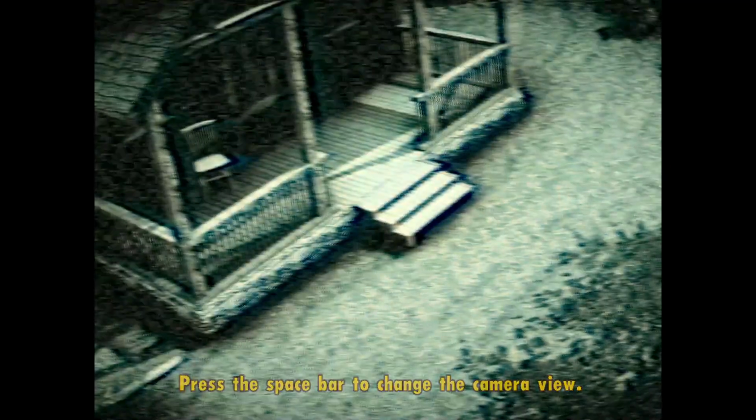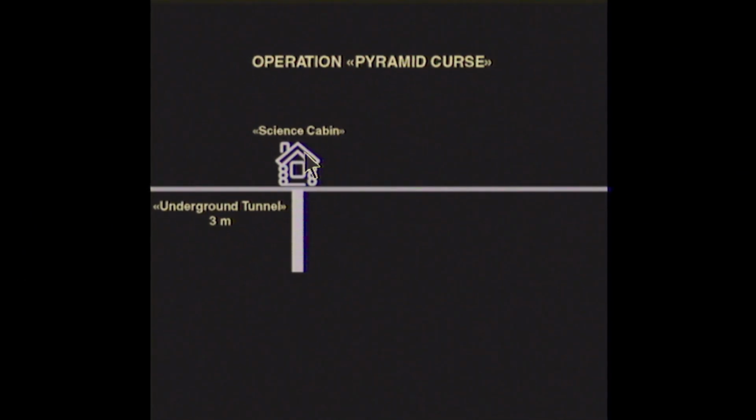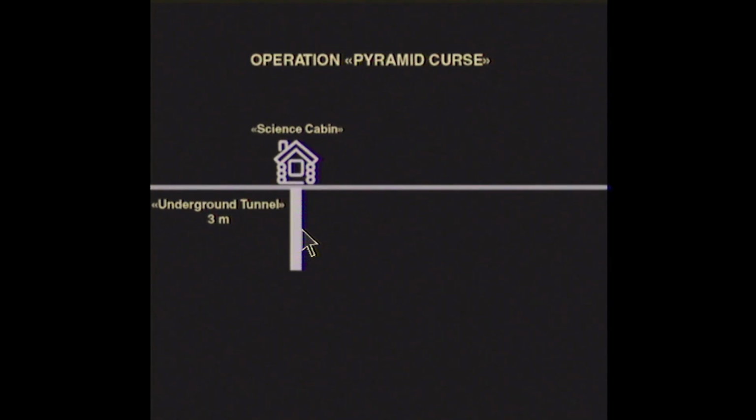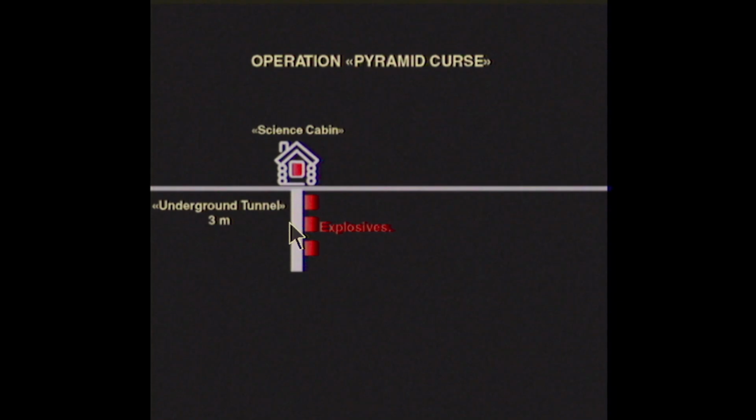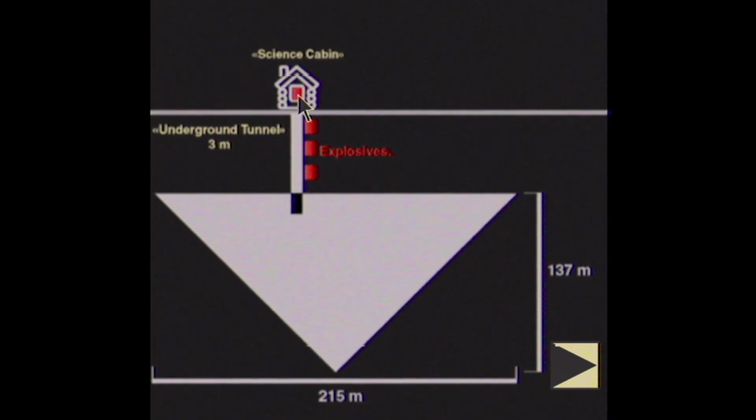And there's a house. Okay. Let's press space to change camera view. Alright then. Operation Pyramid Curse. Well, there was a science cabin. Oh, and then there's a... I am assuming the pyramid's under the cabin? This seems like a bad idea. Oh yeah, just explode a tunnel down to the inverted pyramid.